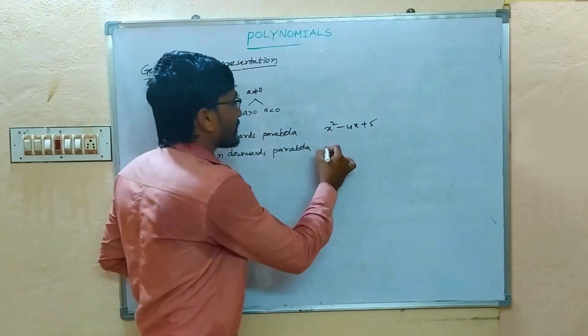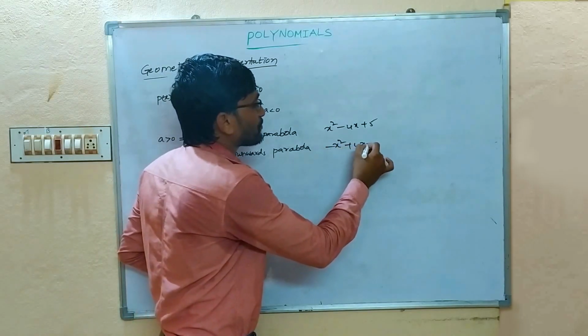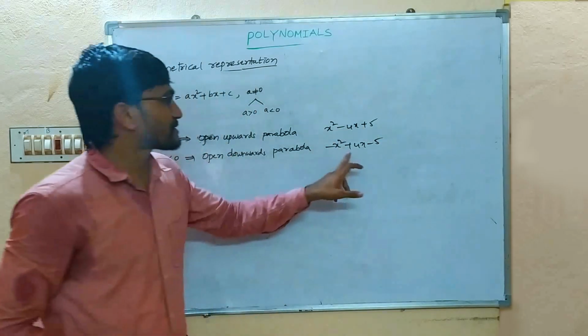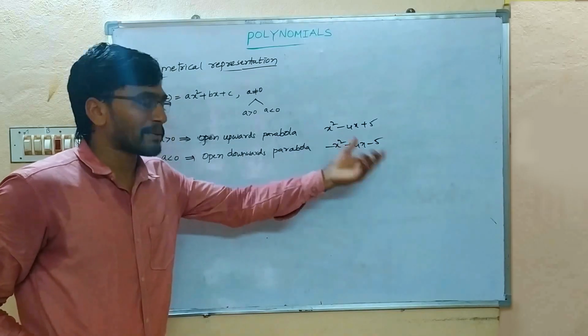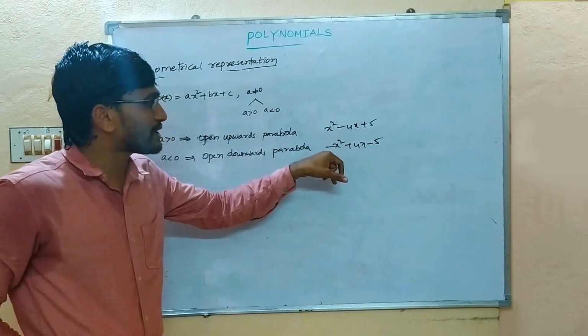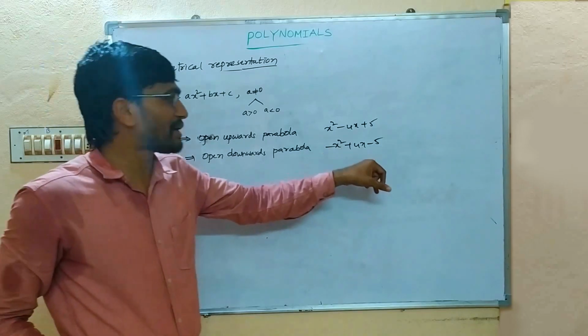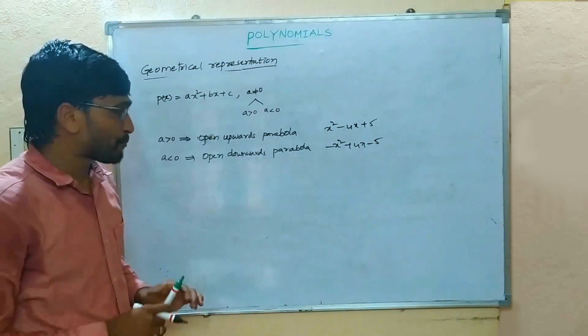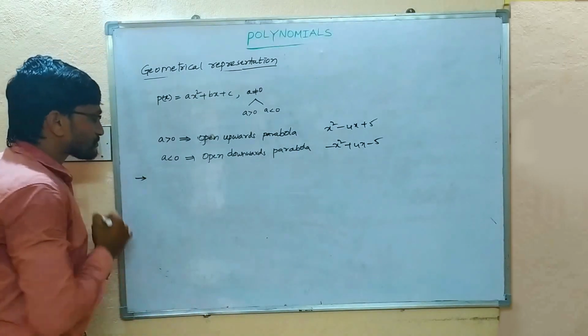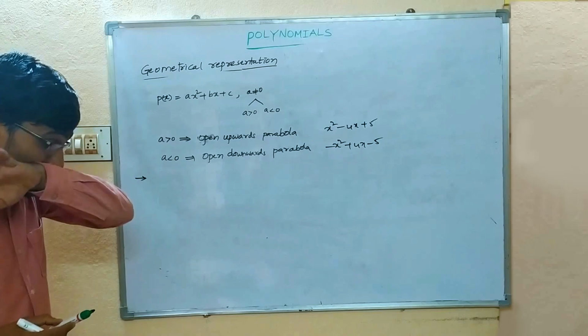Suppose we consider minus x square plus 4x minus 5. What is the graph of this polynomial? It is also a parabola. In particular, the x square coefficient is equal to minus 1. Minus 1 is nothing but less than 0. So at that time, it is a downwards open parabola. Okay.